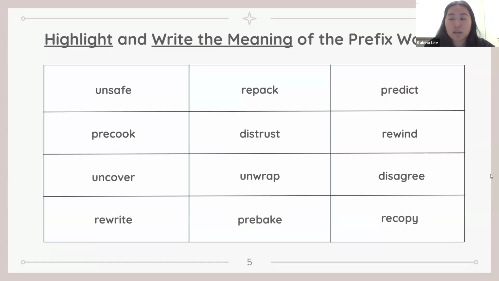So for today's lesson, for the first activity, we're going to highlight and write the meaning of the prefix word. For example, for the word unsafe, I'm going to highlight the prefix, which is going to be un, and I'm going to write the meaning. So the meaning for unsafe is not safe. So you're going to write your meaning down here and you're going to highlight your prefix. I'll give you guys a couple minutes to highlight and write the meaning of the prefix words.